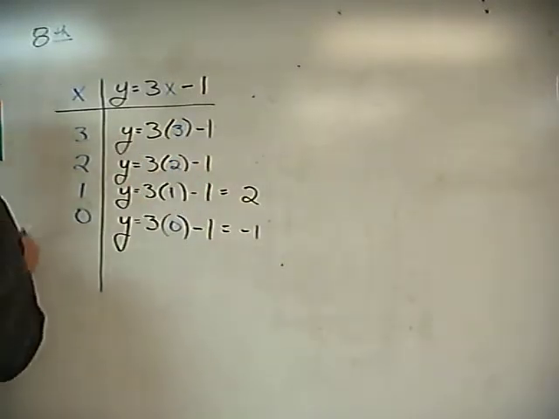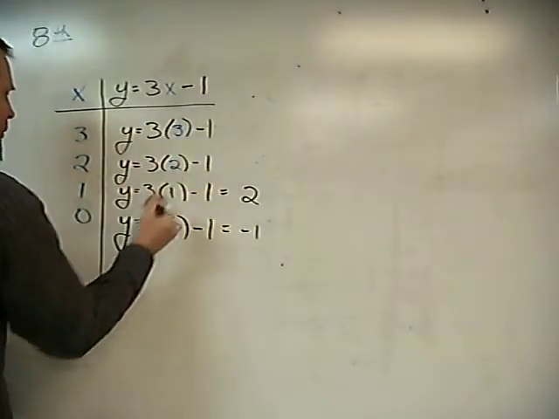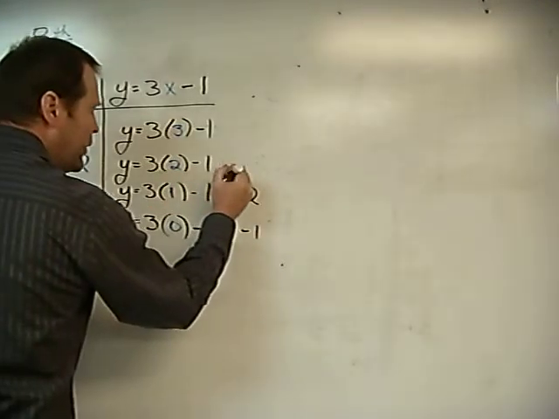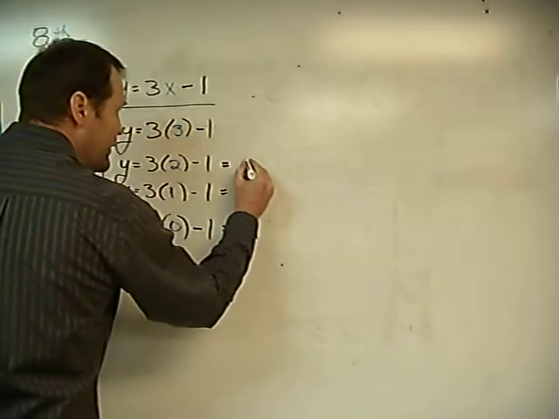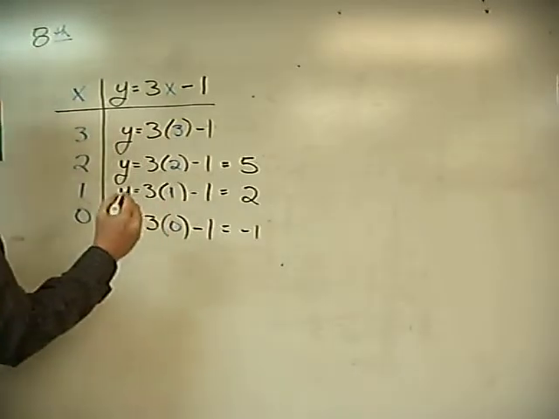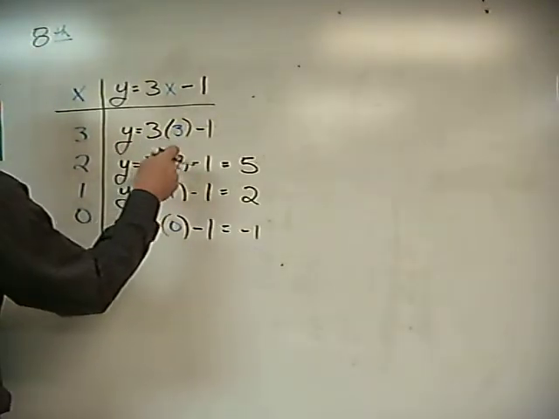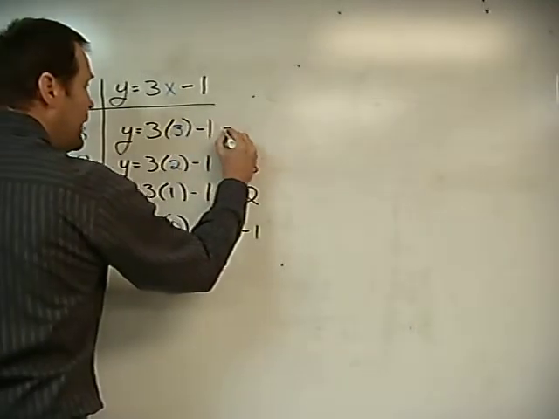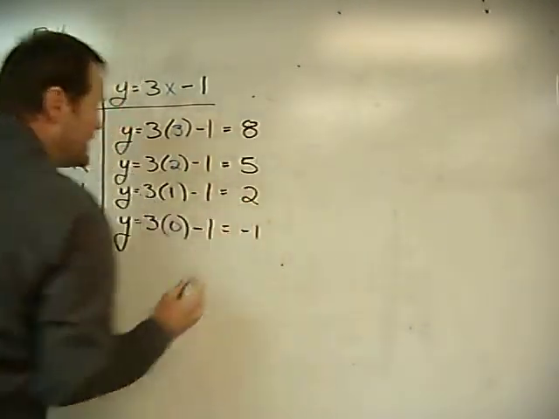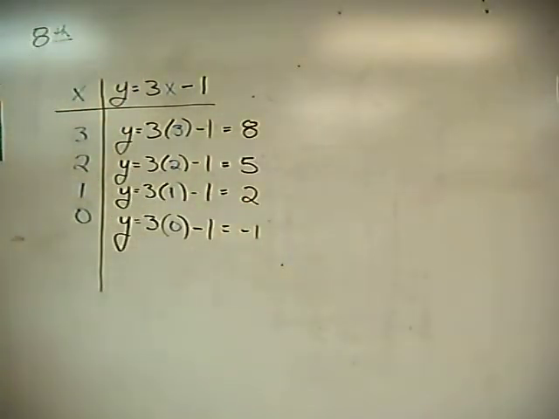So up here, 3 times 2 is going to give us a 6. Take away 1. 6 take away 1 is going to give us 5. 3 times 3 is 9. Take away 1 is going to be 8. Moving right along, all we have to do now is graph.